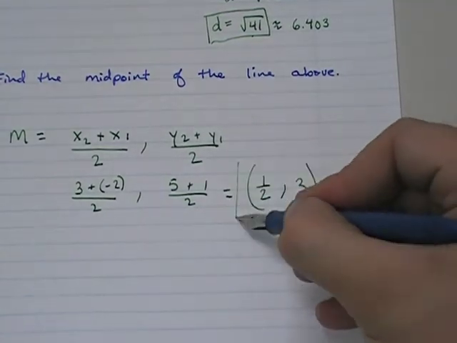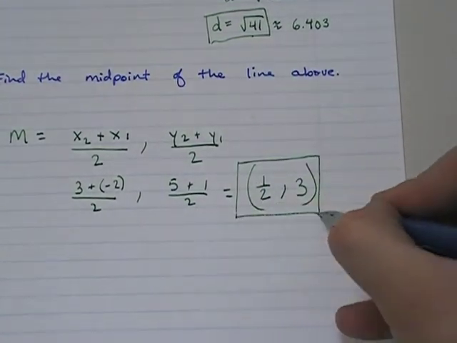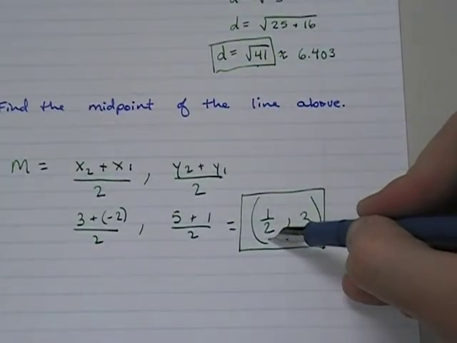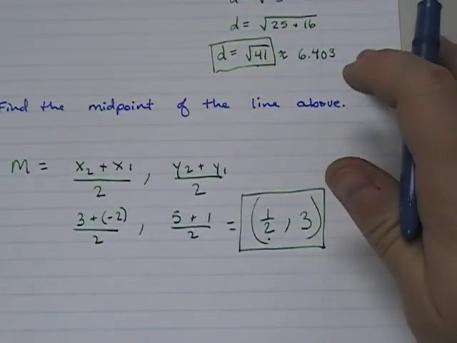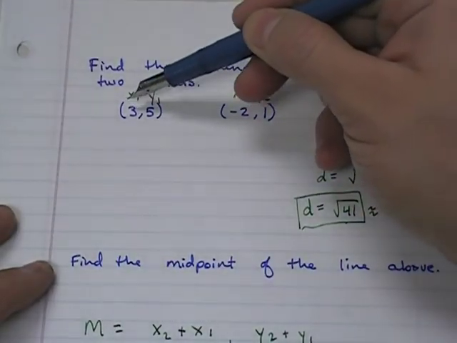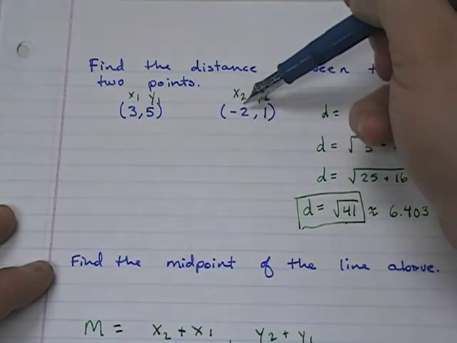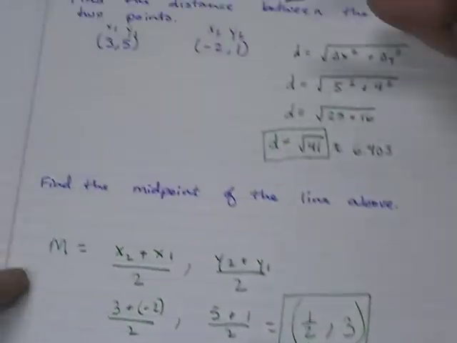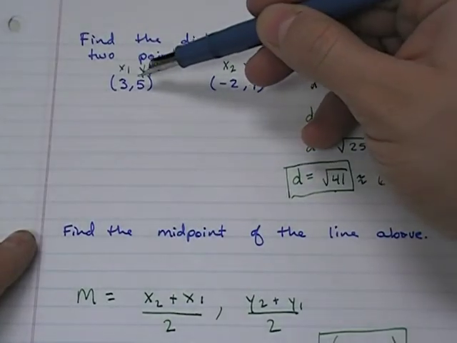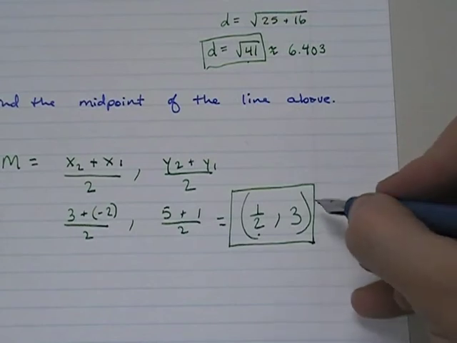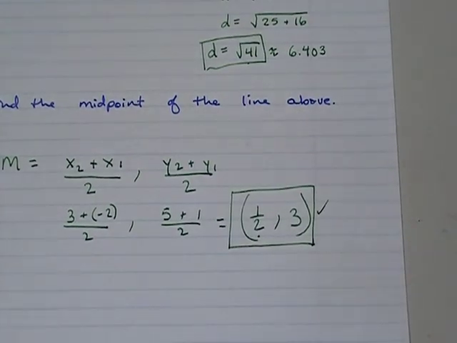And to me, this answer is very intuitive when I look at this problem, because I ask myself, this has to be halfway between. If you drew a number line, what is halfway between 3 and -2 on the number line? The answer would be 1/2. What is halfway between 5 and 1 on a number line? The answer would be 3. So I know that answer is right. It's very intuitive for me.